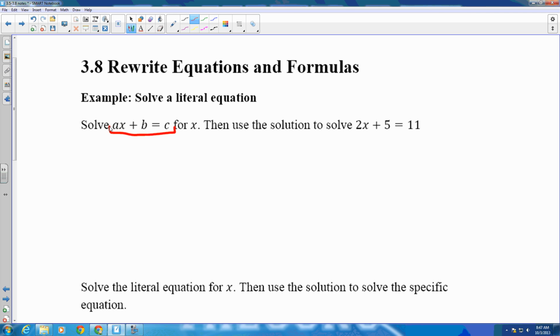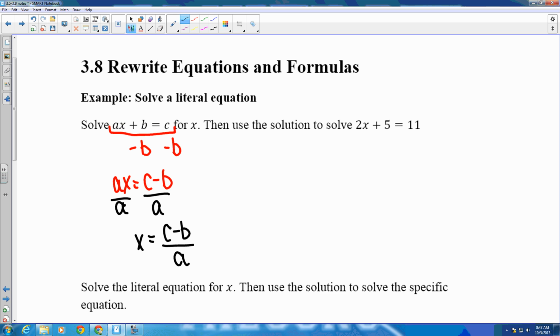So we're going to do the exact same thing that we would do otherwise, only there's letters instead of actual numbers. But we need to get that x term alone, so we're going to subtract b from both sides. Ax equals c minus b, and then we're going to divide both sides by a. So x equals c minus b over a.